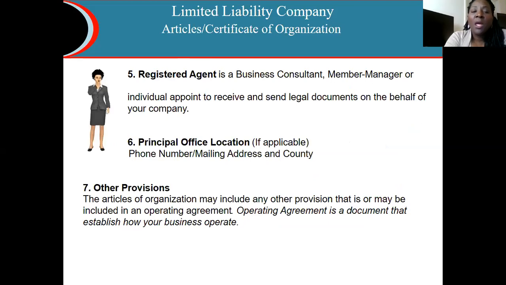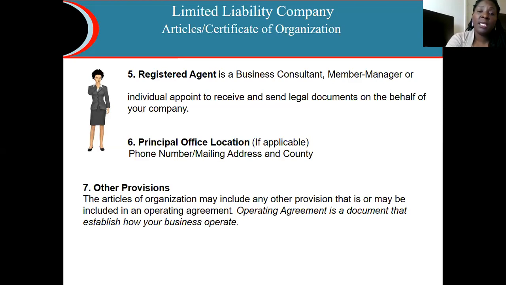Number 5. Next, we have a registered agent. This is a business consultant, a member dash manager, or maybe an attorney, or just maybe someone that you select. Now, this is just an individual that's appointed to receive and send legal documents on the behalf of your company. So, if the Department of State or Secretary wants to contact you about something, email you about something, they may need some information back from you, this person will be the person that will actually receive that information and respond to the information that is needed, okay?